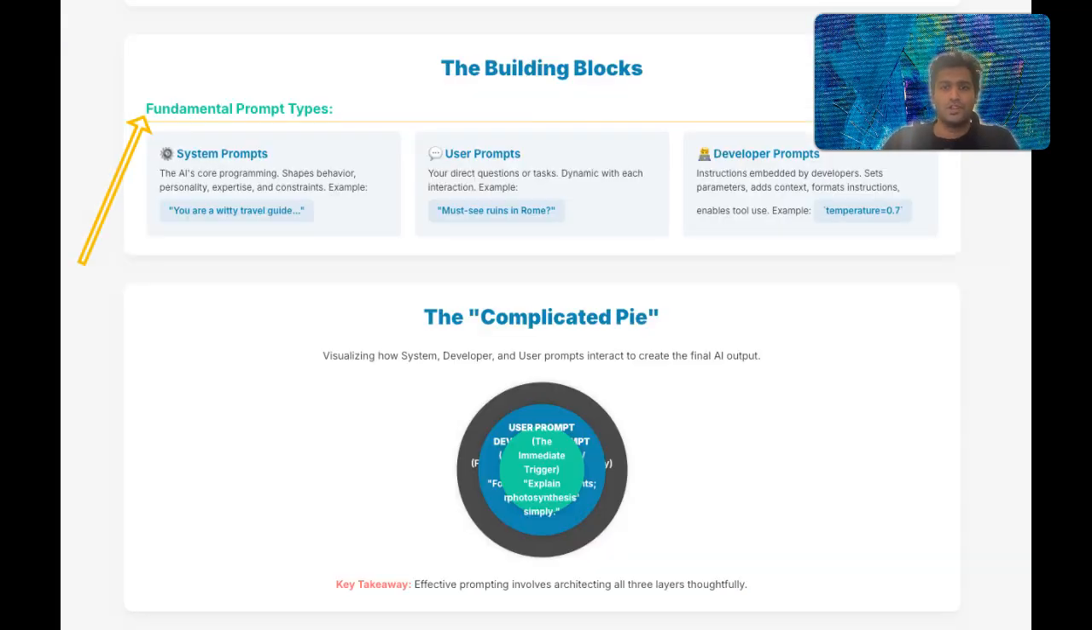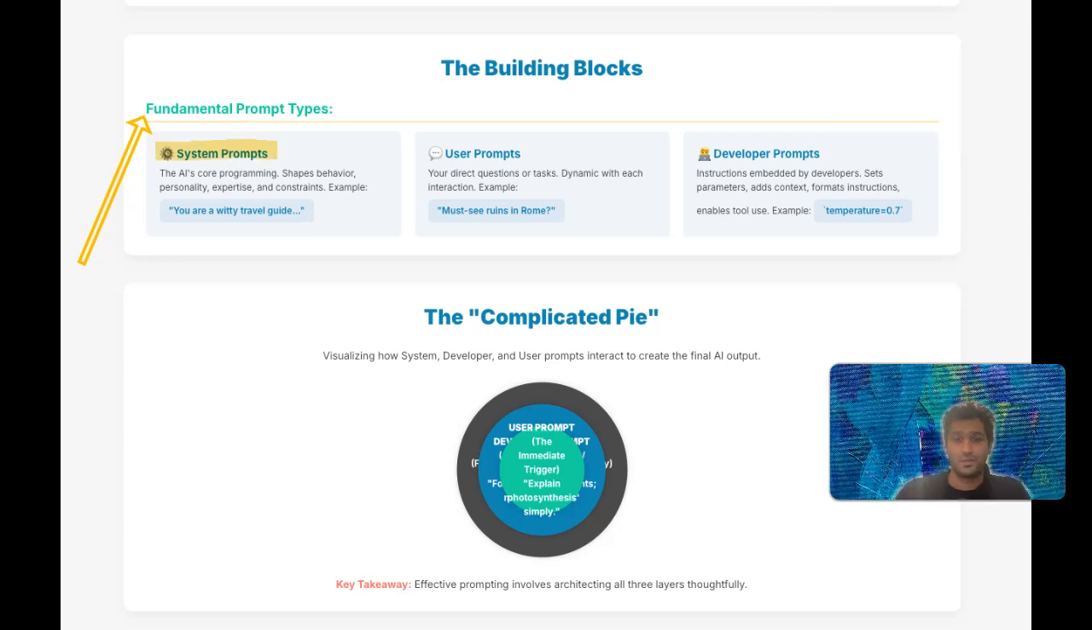In this module, we're laying the groundwork by dissecting the three fundamental types of prompts that make AI systems tick: the system prompt, user prompts, and a crucial intermediary, the developer prompt. First up, system prompts. Think of a system prompt as the AI's core programming or its job description. It's a set of high-level instructions, typically defined by the developer of an AI application, that shapes the AI's overall behavior, personality, expertise, and constraints across all interactions.